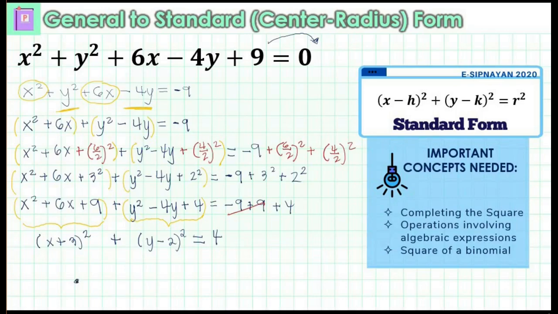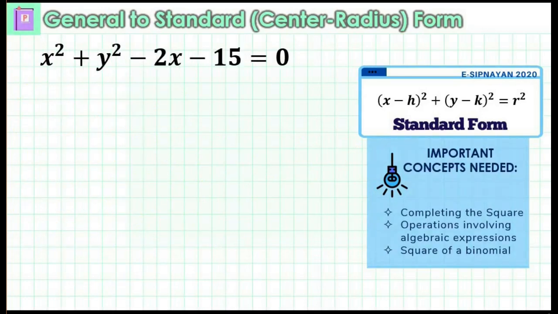And if you notice, this is already in the standard form. Hence, the standard form given this example is quantity x plus 3 squared plus quantity y minus 2 squared equals 4. And that is the standard form of this given equation.